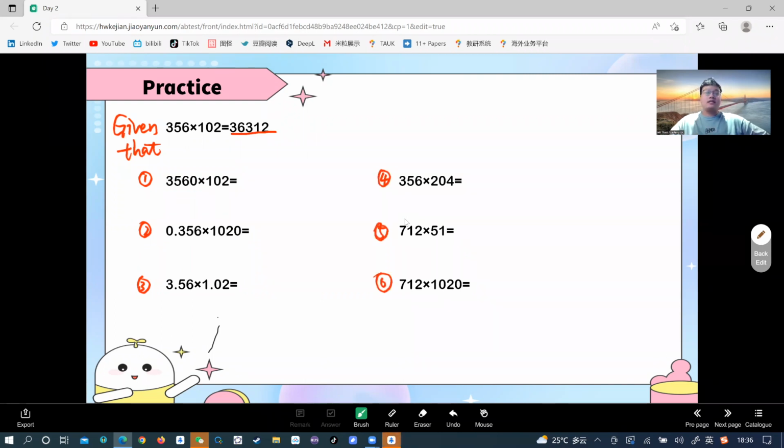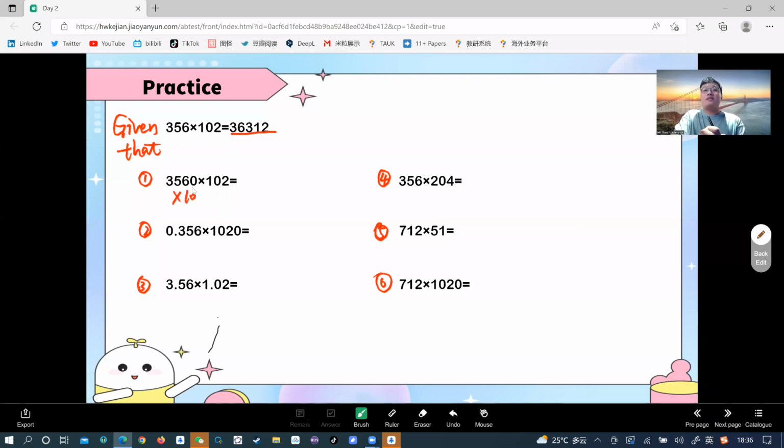Okay, let's go in order. So for the first one, let me ask you, if I want to change from 356 to 3,560, what should I do here? What's that change to these multipliers? Yes, times 10. You're right. And just leave the other multiplier unchanged, right? So it means the final result should have the same change.